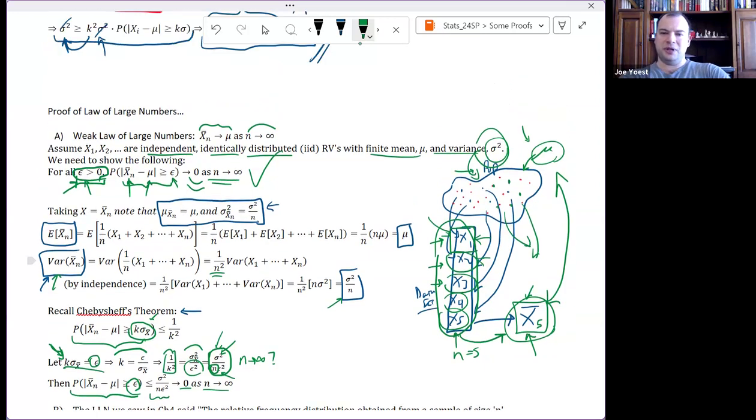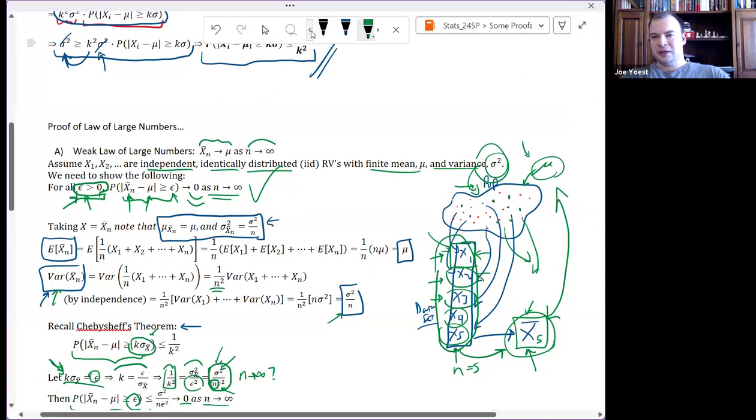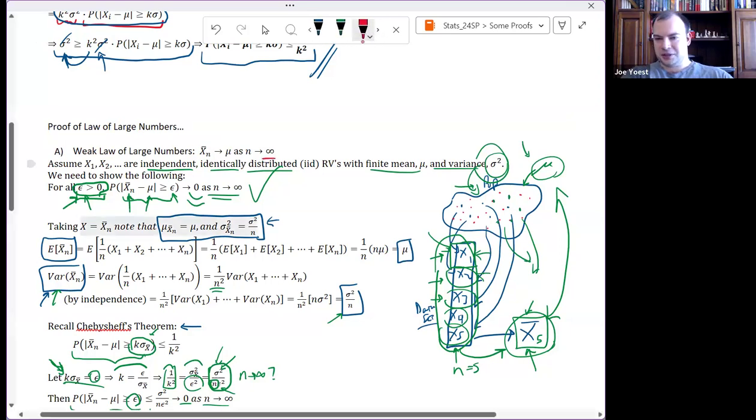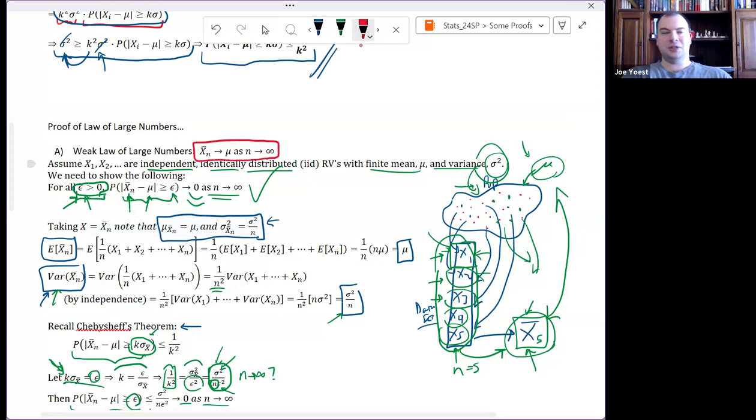So just to recap, what have we shown in kind of more plain English, or as plain English as we get in statistics? We've shown that as n goes to infinity, as our sample size gets larger and larger, the sample mean goes to the population mean.